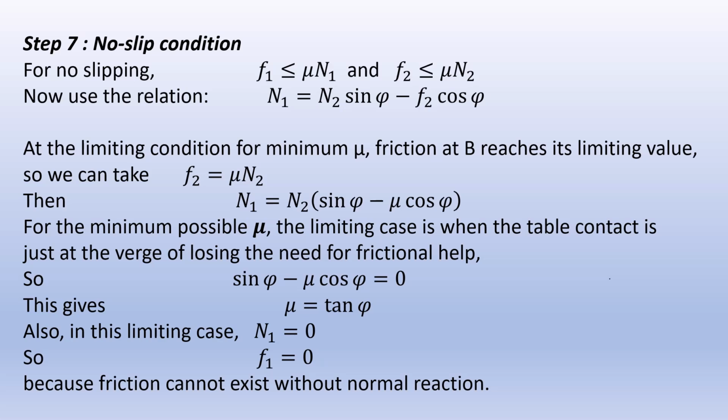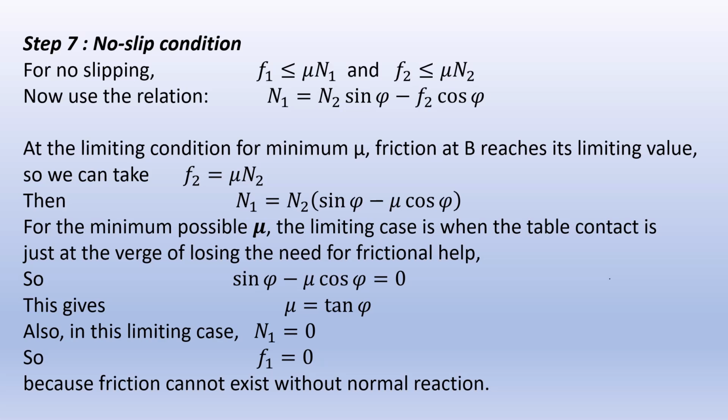Next we focus on the condition for minimum possible value of mu, and at the limiting condition for minimum friction coefficient, the friction at point B reaches its maximum possible value. So we take F2 is equal to mu into N2. Now substituting this into the previous relation for N1, we get N1 is equal to N2 into sine phi minus mu into cos phi. Now comes the key physical idea.